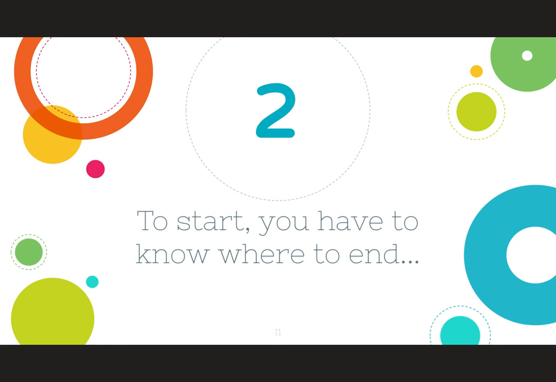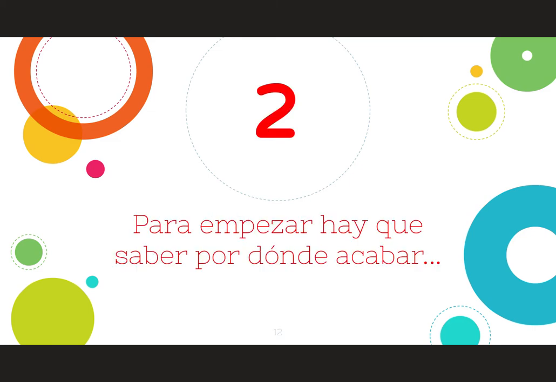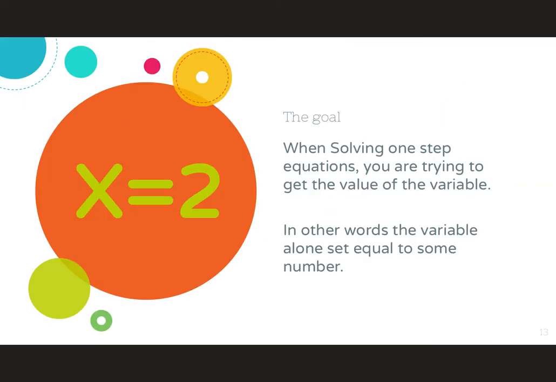So the second thing we have is to know, to start, you need to know where to end. What does that mean? The goal when solving one-step equations, or any equations, is to get the value of the variable. We want to know what x needs to equal so that each side is equal to the other. In other words, a variable alone set equal to some number. So this is our ultimate goal.